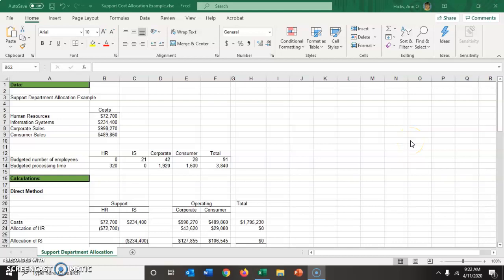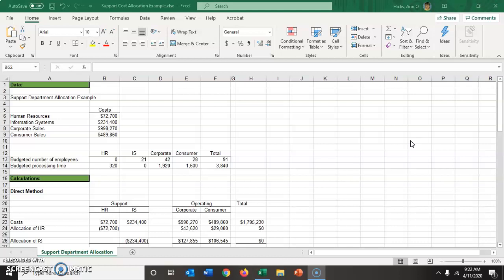In chapter 15, the focal point is allocation of costs. One of the primary types of allocation of costs is when you have support departments that you want to allocate their costs to the revenue generating or operating department. So you've got support departments, which are typically cost centers. They only incur costs. And then you have operating departments, which are typically profit centers. They generate revenue as well as costs.